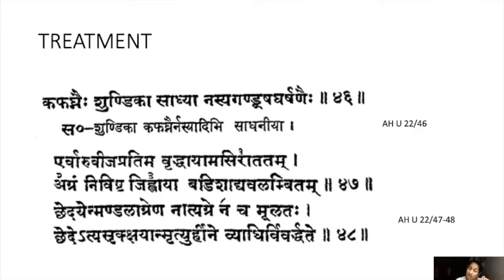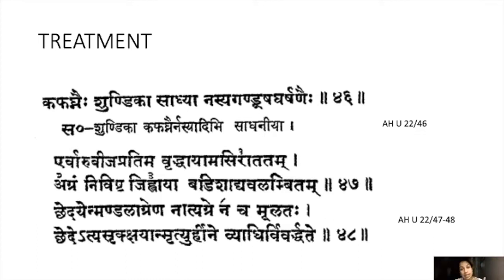So first Acharya is mentioning you can give Kafakna, Gandusham, Nasyam and Karshana. And if it looks like Ervaru Bija, and if it is big and without siras, Asiram, Tatham, and it is touching the Jihva, then you can hold this Talu Mula or this Galashundika using Bedisha Yantra, and you can do Chedana with Mandalagra Shastra. And it should not be at the end or in the root, it should be in the middle.